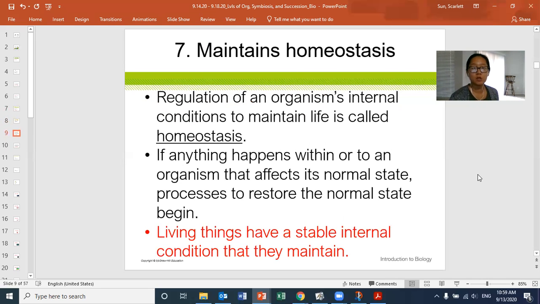Number 7 is maintains homeostasis. So down here in the red, it says living things have a stable internal condition that they maintain, right? If your body temperature is no longer around 98 degrees, then you're either going to get sick or you're going to be dead. If it gets too low or too high, you're going to end up dead. Okay? So that's just one example of an internal condition. You have to maintain an internal level of sugar. You have to maintain an internal level of salt also to stay alive.